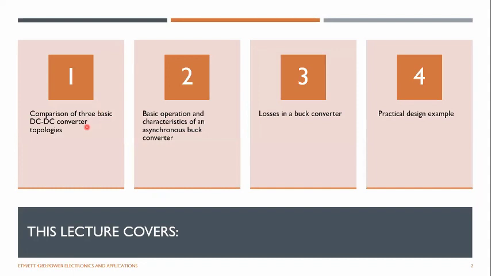This lecture covers the comparison of three basic DC to DC converters, of which we have already discussed two types earlier, and today we are going to introduce the switch mode power supply. Secondly, the basic operation and characteristics of an asynchronous buck converter. I will explain what asynchronous means in these converters. We're also going to discuss the power losses, and finally a practical design example using the data sheet and a simulation example.